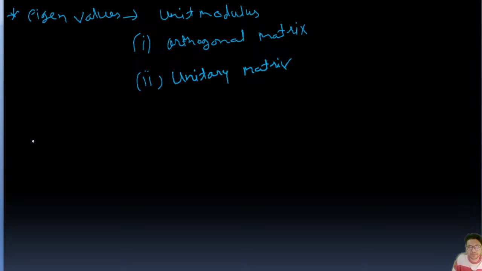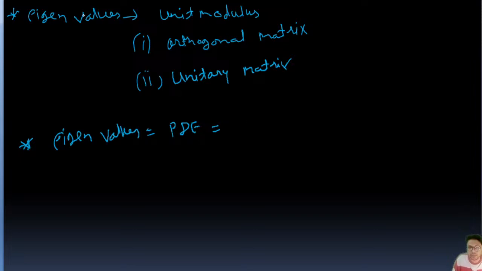Next. So eigenvalues are plus or minus 1 for this. Unit modulus we can say. Next, eigenvalues, very important properties. Eigenvalues equal to PDE, that is, eigenvalues will be equal to the principal diagonal elements.